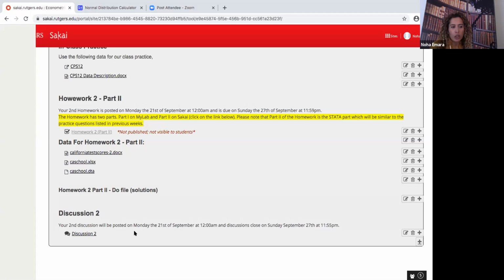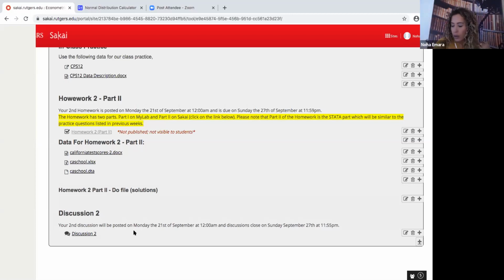For each discussion, you have to remember that you are graded based on 3 parts: the timing of your post, the date of your post, and whether you are interacting with other students in your class or not. So you have to post at least 2 response posts to your classmates' posts.